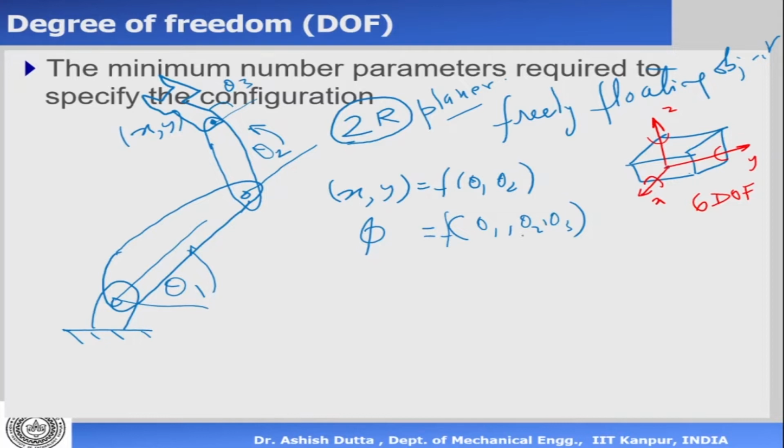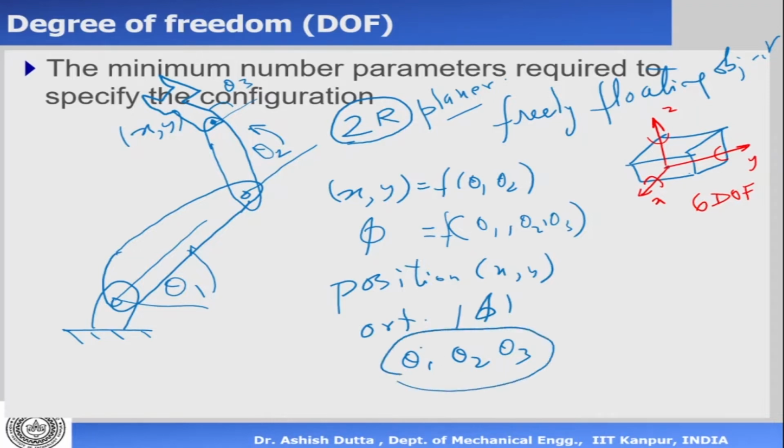Okay, so in this case we are defining the position, which is given by x and y, and I'm defining the orientation, which is given by phi. So in this case, how many degrees of freedom are there? 3. So theta 1, theta 2, and the third one, there is a theta 3 also there. Okay, so what we see is that in this particular case we are having 3 degrees of freedom, and we can also see that there are 3 joints.